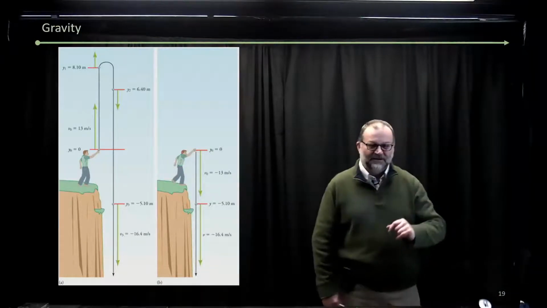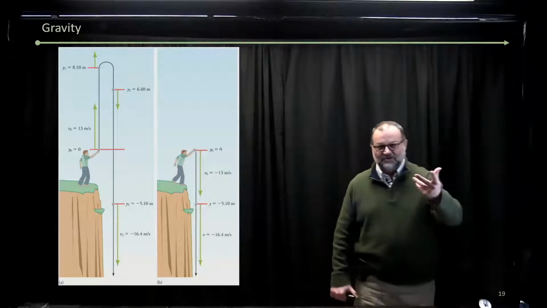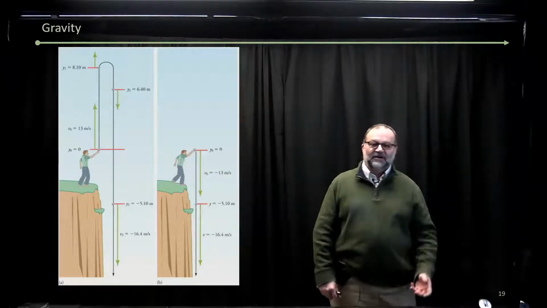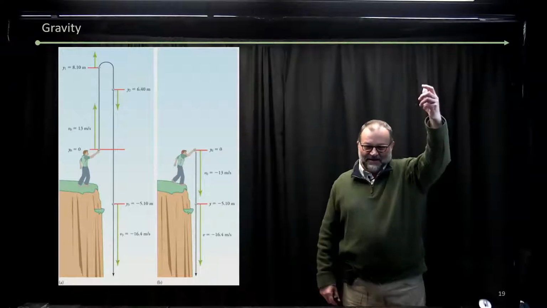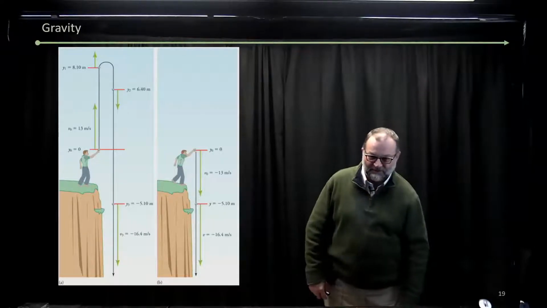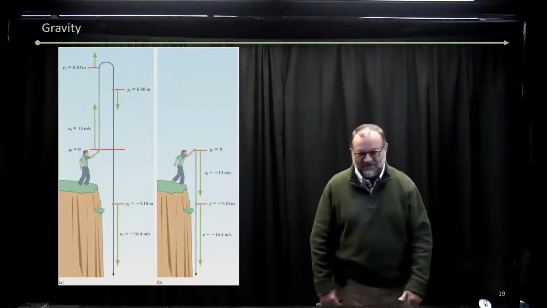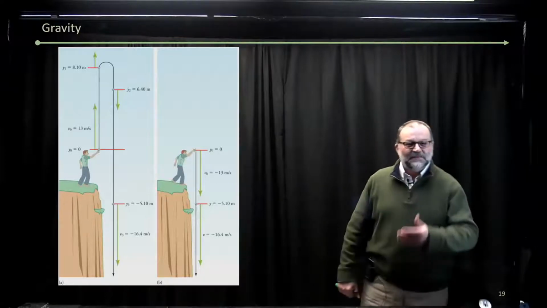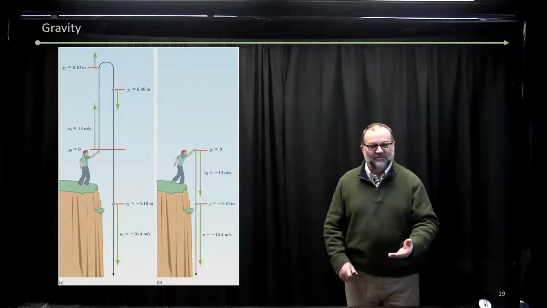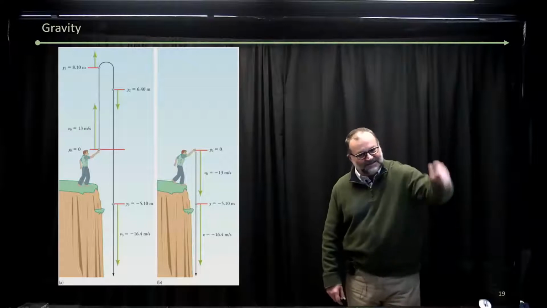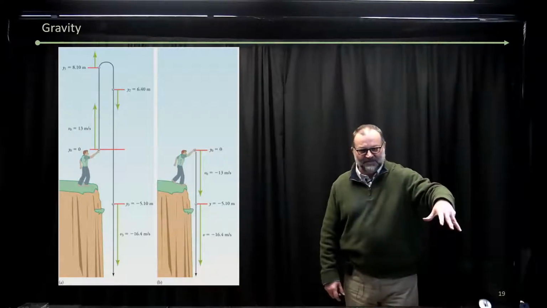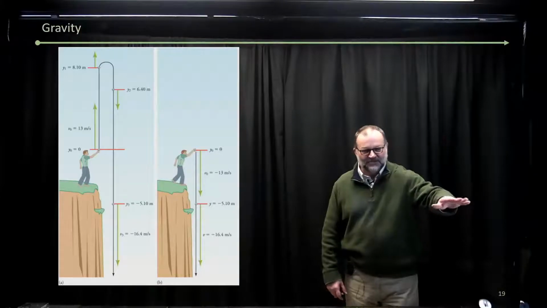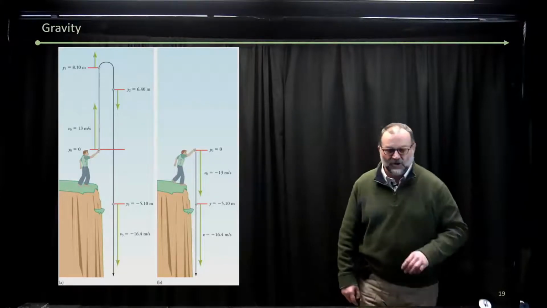All right, a little pretend. So he throws it up at 13 meters per second. And we're going to be talking about how high it goes and then how fast it's going when it comes past him and down to the bottom of the cliff. In part B, we'll also talk about that. In part B, he's throwing it down at 13 meters per second, right? So its velocity in part B is minus 13 meters per second. So let's talk about these two parts.